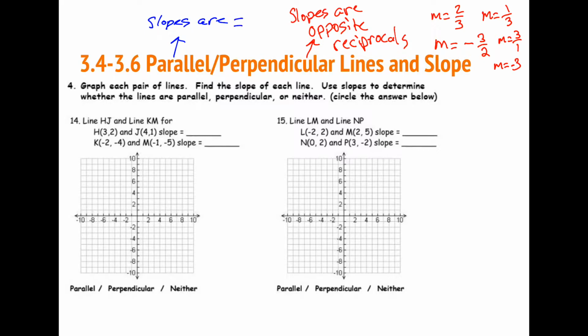So we've got point H, which is (3, 2), right there. And we have point J, which is (4, 1). Right, so H and J. And we can draw that line as best as possible. All right, there is my line HJ. And let's find the slope of that real quick.